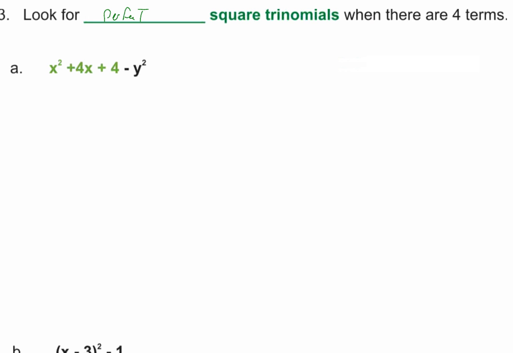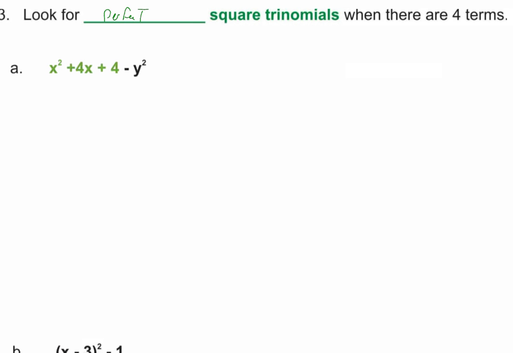All right, the third one. Look for perfect square trinomials when there are 4 terms. All right, so here's a third scenario with 4 terms. Odd already, right? 4 terms is odd. The first time we tried trial and error. The second time, nothing was squared or cubed or anything, so we couldn't try trial and error. We had to go partial.